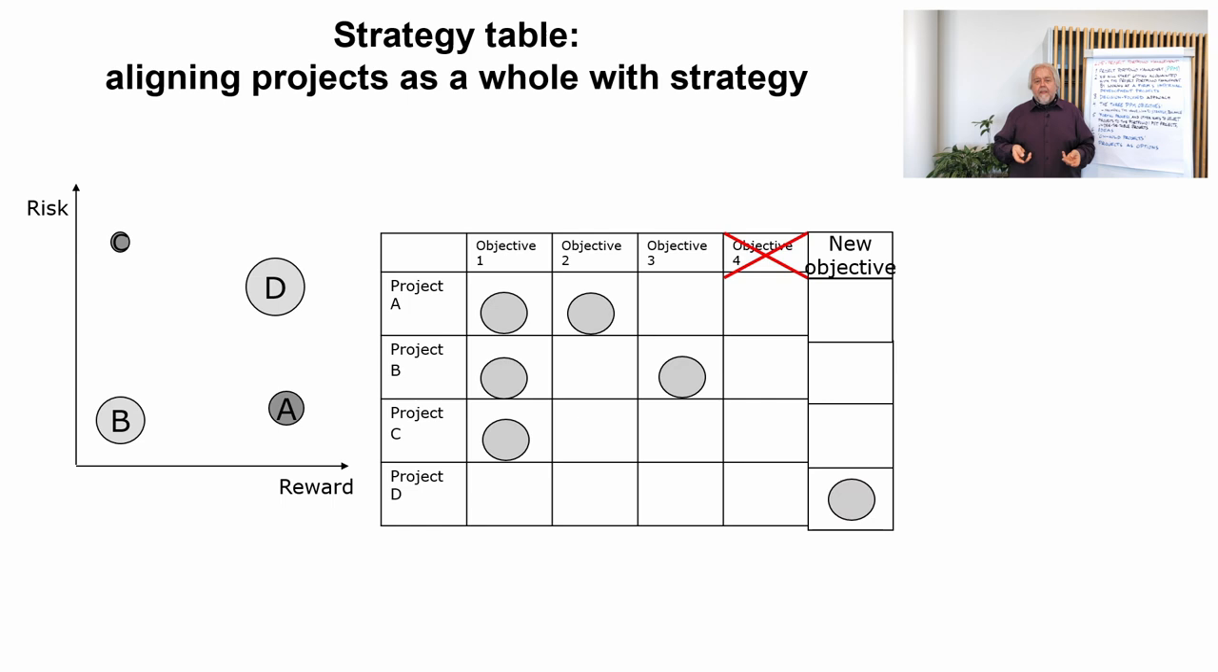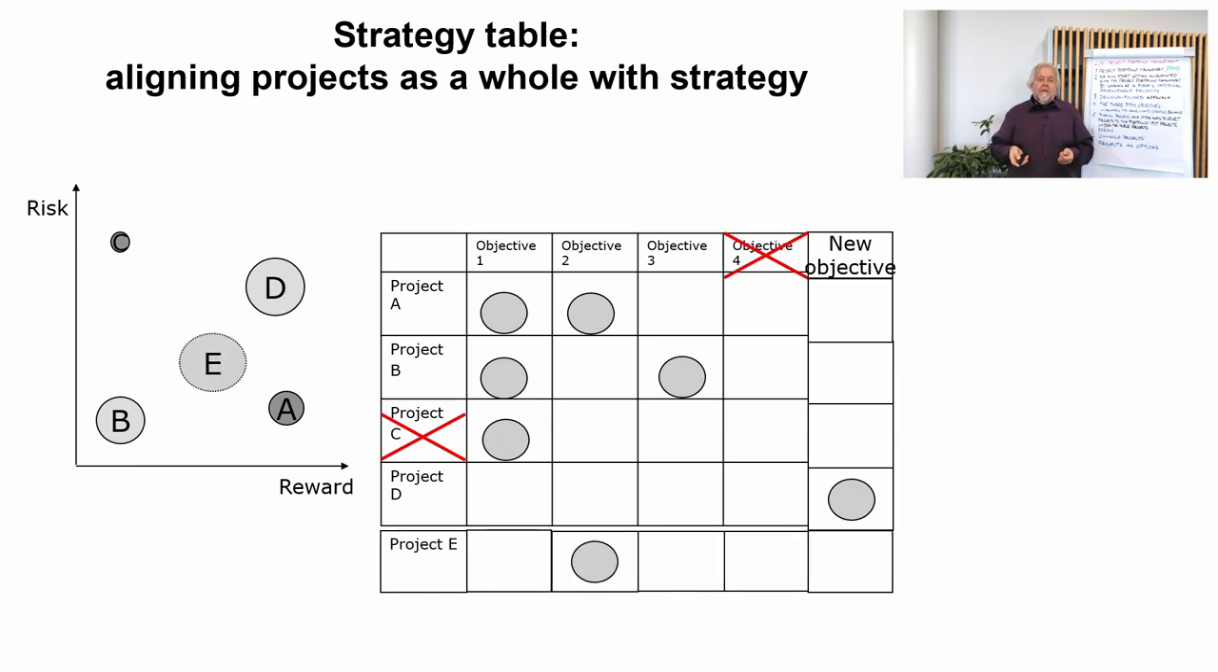Okay, then we might kill project C because we see that projects A and B are supporting objective number 1. We don't need a third project C anymore to support this particular objective. Otherwise our portfolio wouldn't be balanced enough. Then we might make a decision that we must create and take in the portfolio another project E that would support objective number 2.